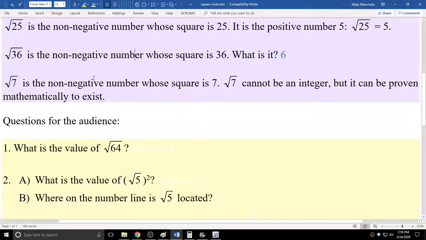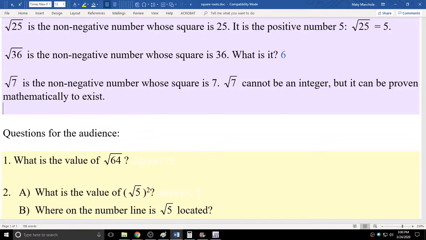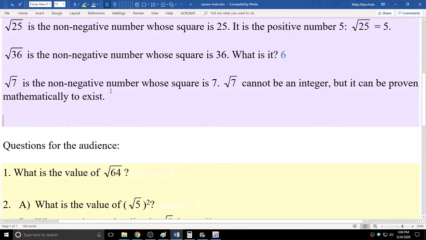Square root of 7 is the non-negative number whose square is 7. If you think about square root of 7, it has to be positive. So let's see, could it be 2? What is 2 squared? 2 squared is 4, not 7. So the square root of 7 cannot be 2.